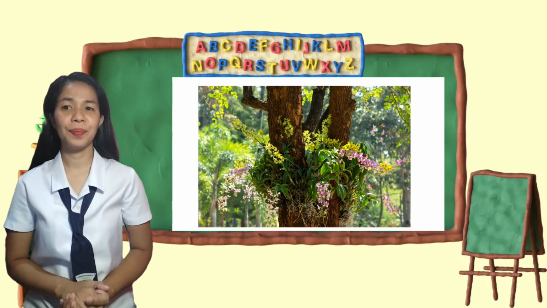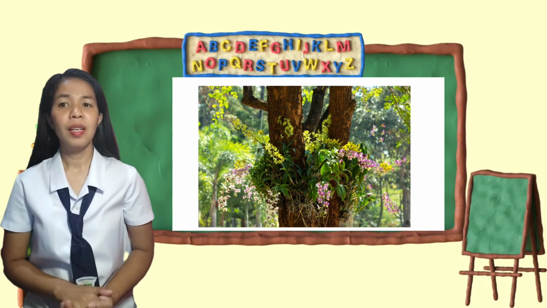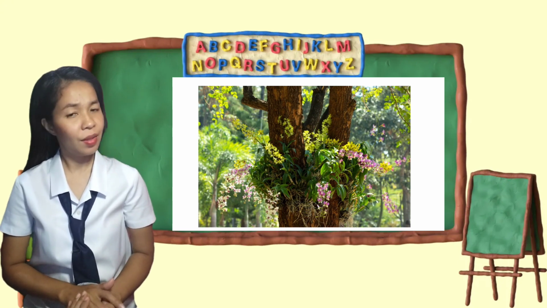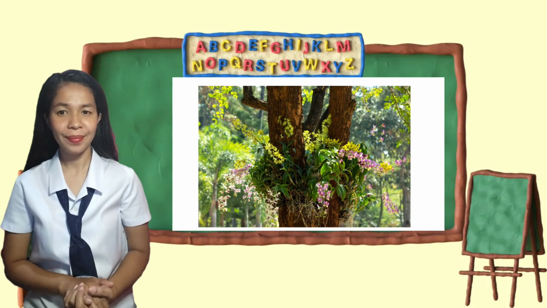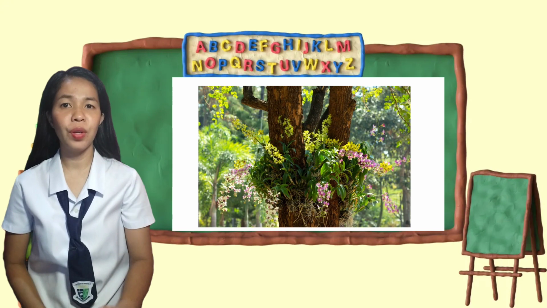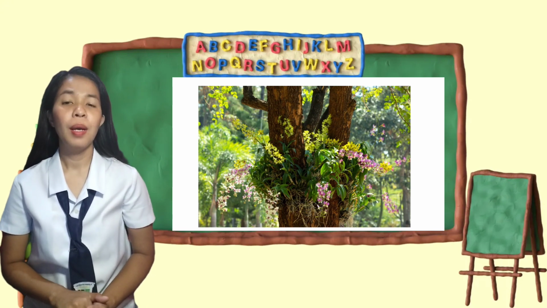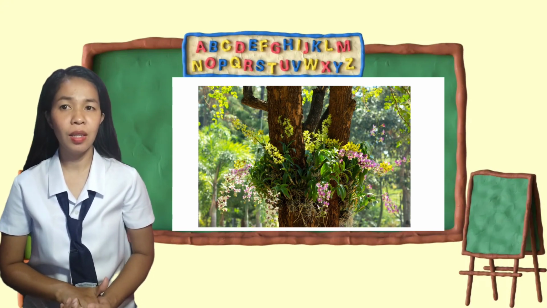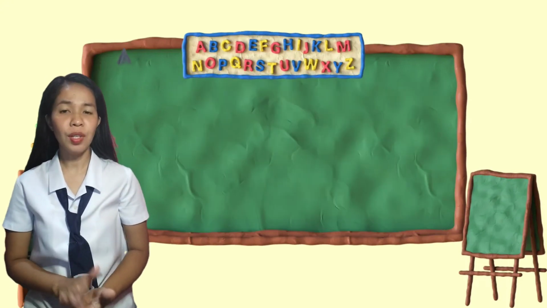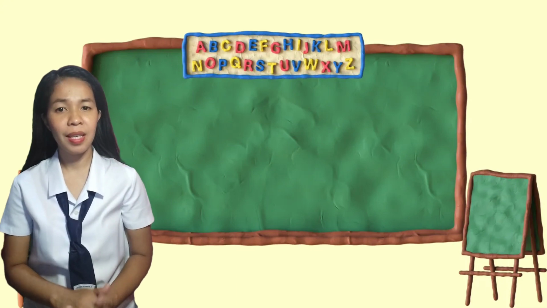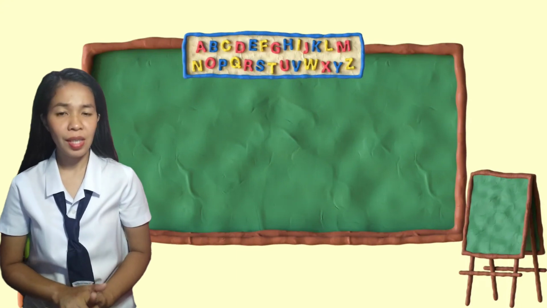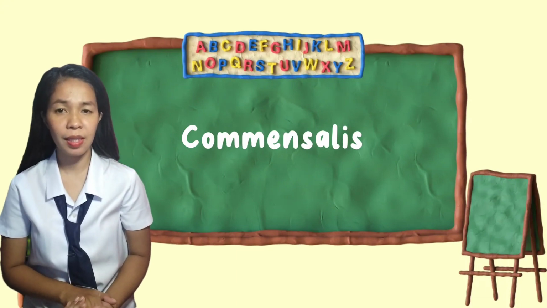Yes, Daniela. Very good. Is the tree affected by the presence of the orchid? Antoinette, what is your answer? Exactly. The tree is neither benefited nor affected by their interaction because the tree can stand alone without the presence of the orchid. So how can you describe the relationship? Yes, Annie V. Very good. This interaction is called commensalism.